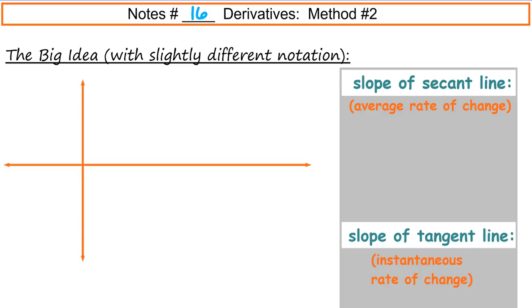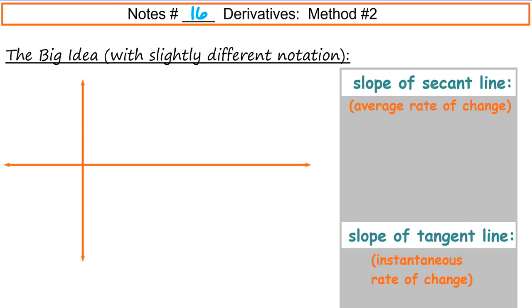All right, everybody, we're on notes number 16. And yesterday you were introduced to the word derivative as the word that means finding the slope of the tangent line to the curve at a point. And we learned a method that was something like the limit as x approaches a of f of x minus f of a over x minus a. Well, today we're going to learn a slightly different way to do it with different notation.